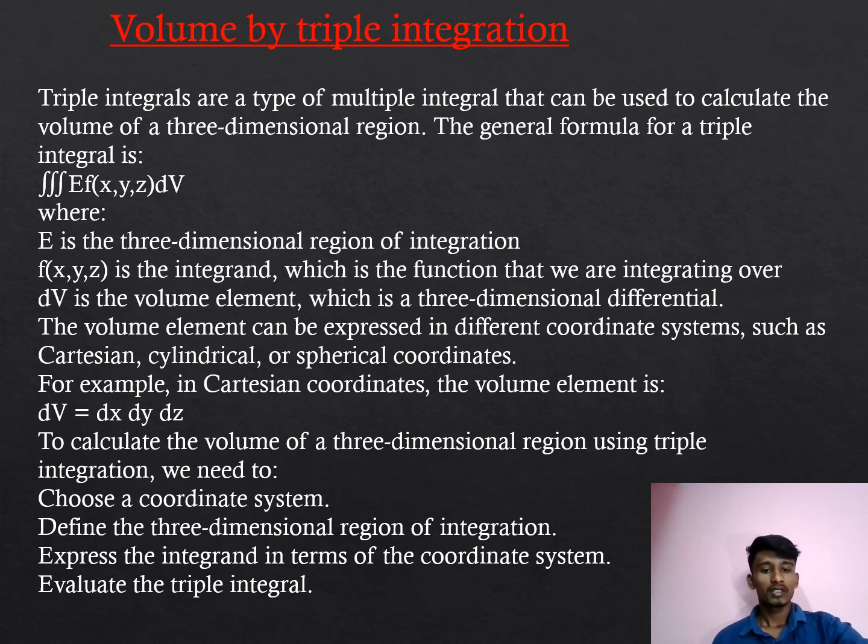For example, in Cartesian coordinates, the volume element is dV equals dx dy dz. To calculate the volume of a three-dimensional region using triple integration, we need to choose a coordinate system, define the three-dimensional region of integration, express the integrand in terms of the coordinate system, and evaluate the triple integration.